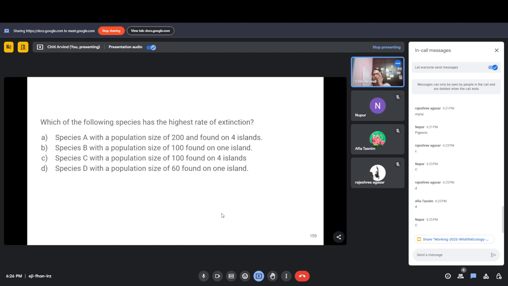Rajashri and Afia say D, Nupur says C. So the correct answer actually is D, species D, with a population size of 60 found on one island. Rajashri and Afia, could you tell Nupur why D is a more appropriate answer than C?